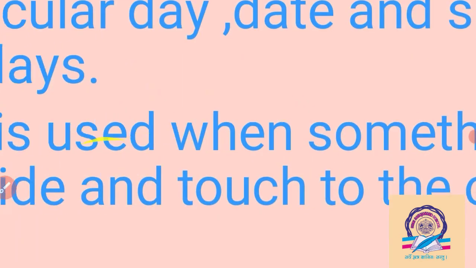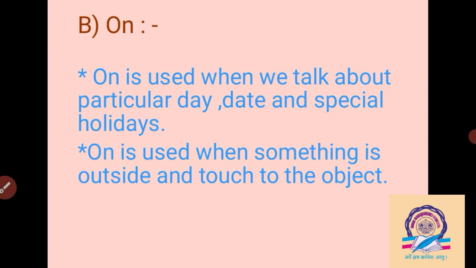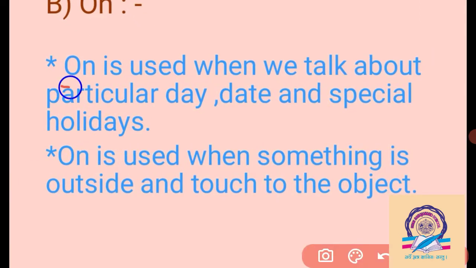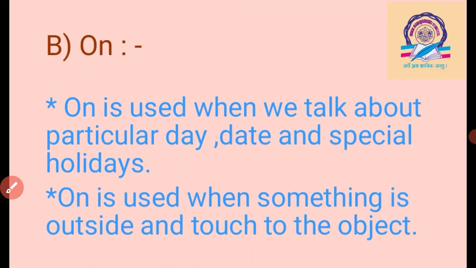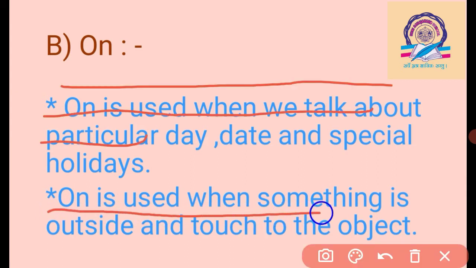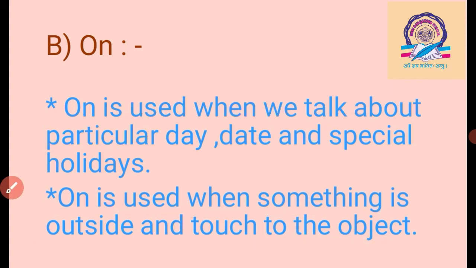Then "on". When do we have to use "on"? We can say that "on" is used when we talk about a particular day, date and special holidays. So we have to use the preposition "on" when we are talking about a particular day, date and special holidays. Then "on" is used when something is outside and touching the object. We use the preposition "on" when the object is on the upper side and touches the lower object.